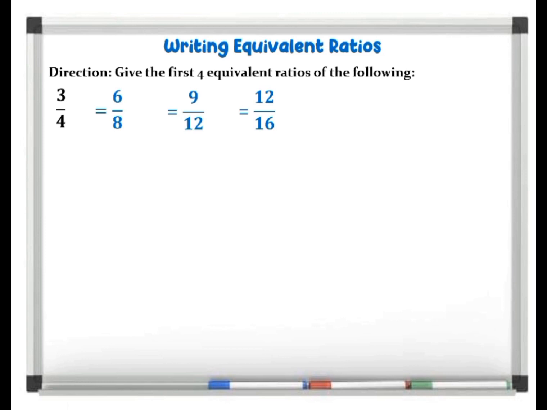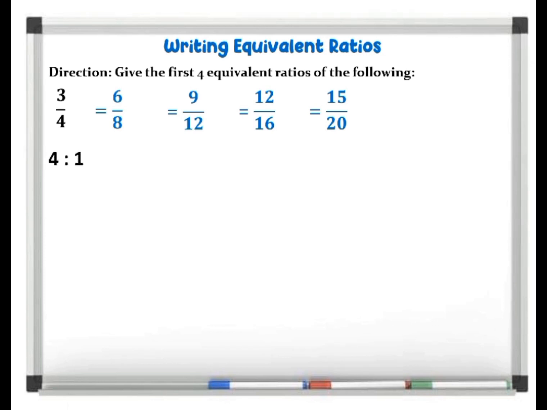Okay, next, let us multiply 3 and 4 by 5. Okay, so 3 times 5, the answer is 15. 4 times 5, the answer is 20. So these are the first 4 equivalent ratios of 3/4 or 3:4.